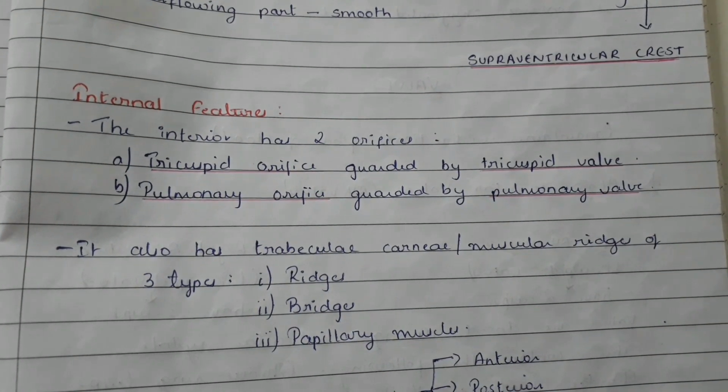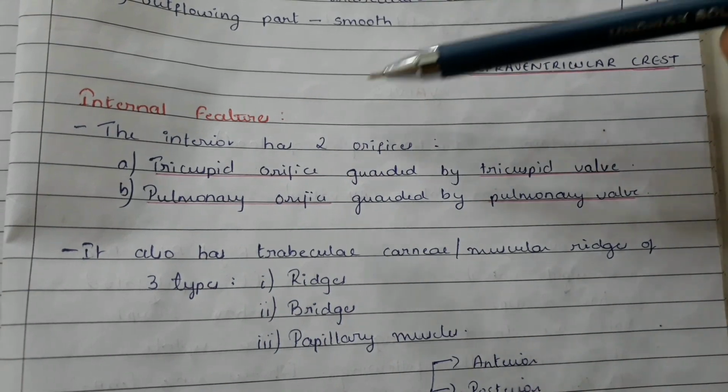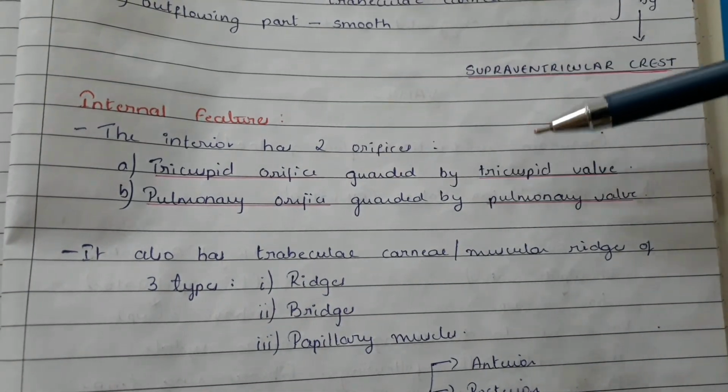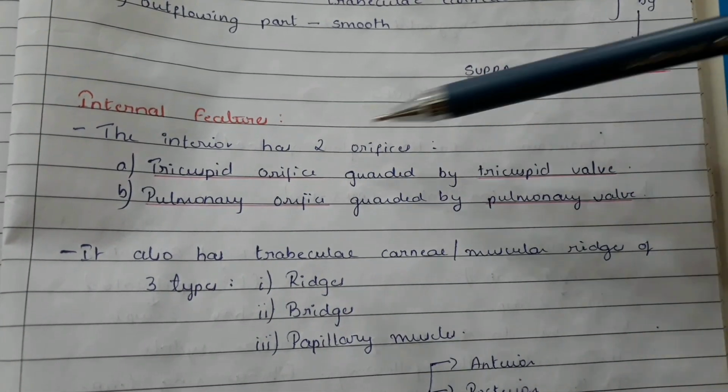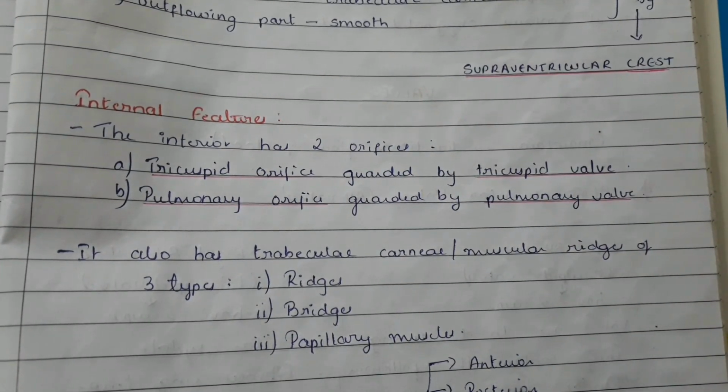Internal features of the right ventricle. It has two orifices. One is the tricuspid orifice, which is guarded by the tricuspid valve, and the pulmonary orifice, guarded by the pulmonary valve.